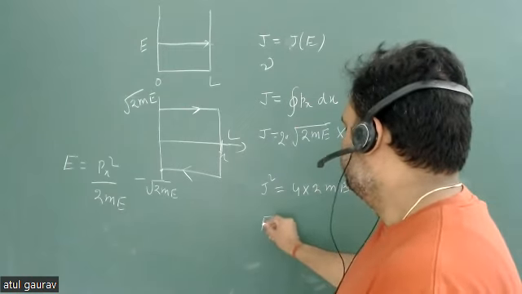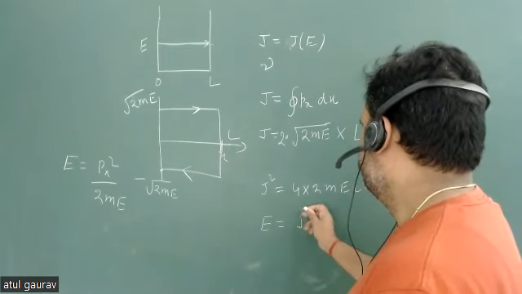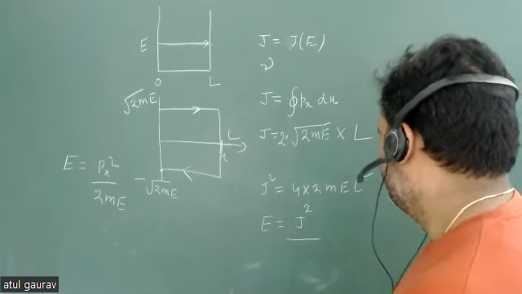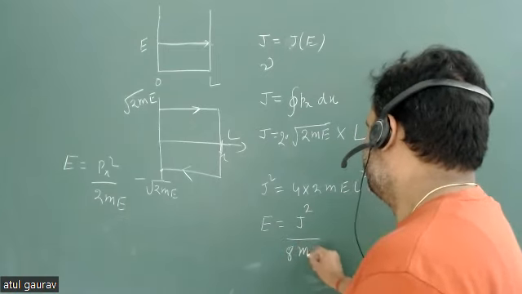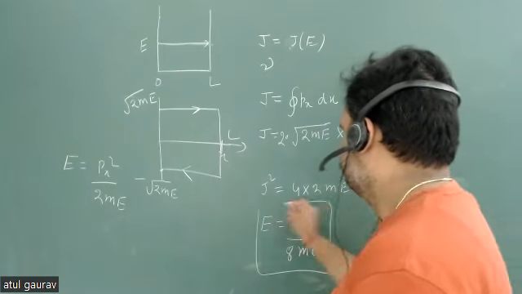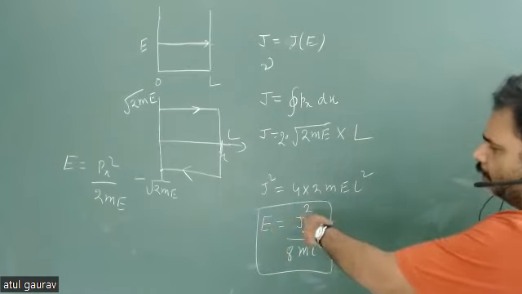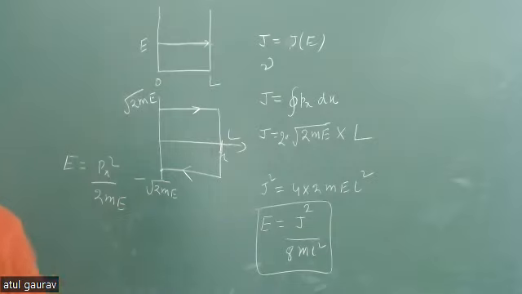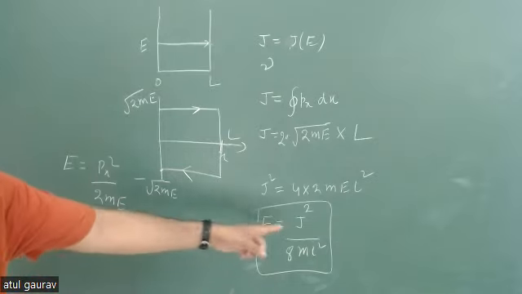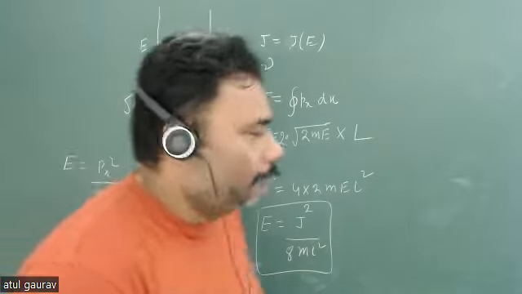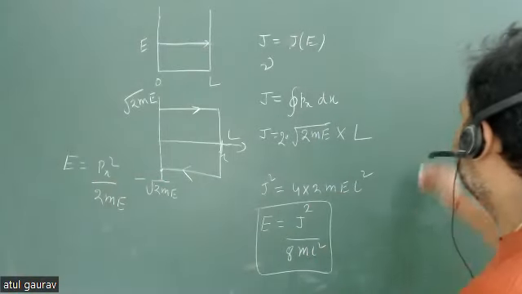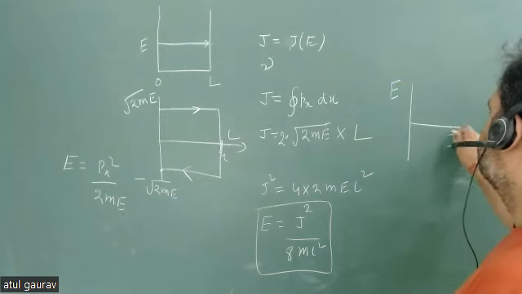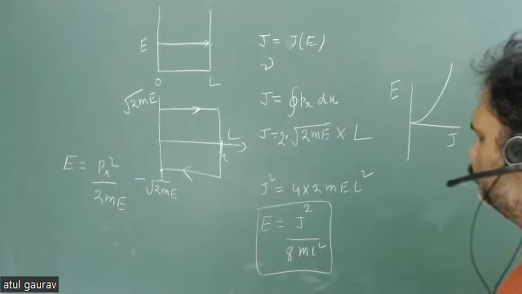So what is your E? E is nothing but J square upon 8mL square. You can see E is equal to J square upon 8mL square. So this is your E versus J. If you plot E versus J, what will the plot be? That is parabolic in nature.